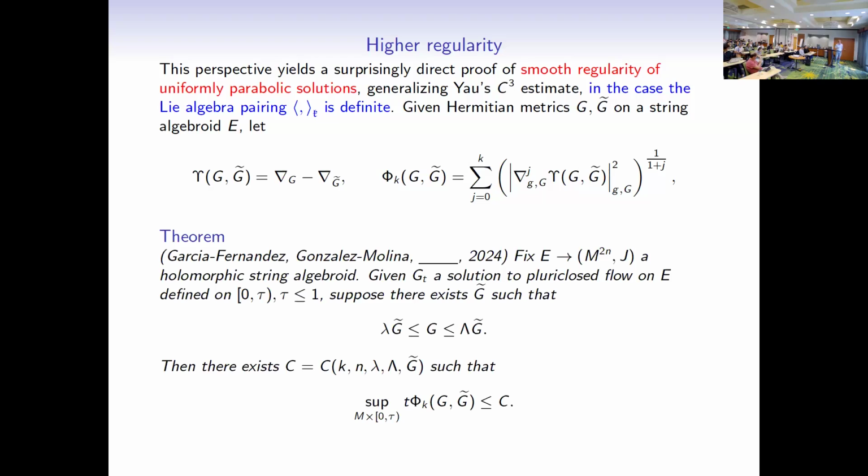So the theorem is that if you have a solution to this pluriclosed flow and you have a uniform ellipticity condition, which in this case is phrased in terms of the generalized metrics, so if these generalized metrics are uniformly equivalent to some fixed one, then you get smoothing of all the higher order derivatives, okay? And actually, I've been emphasizing so much this definite case. We can prove a closely related result for arbitrary pairing. You can basically prove the same estimate using some related ideas, but I just skipped that part.